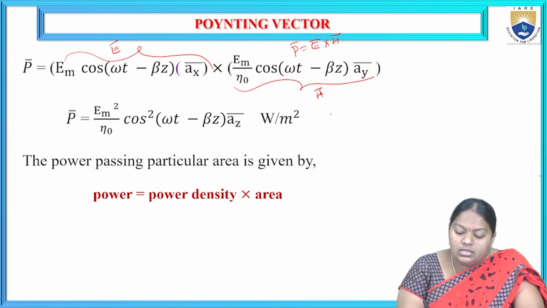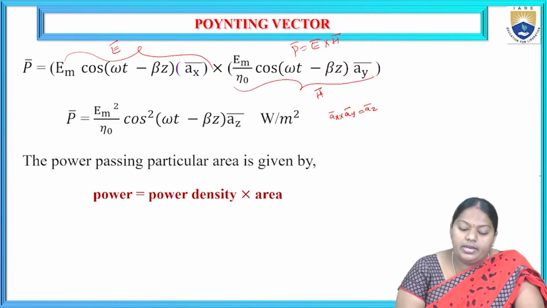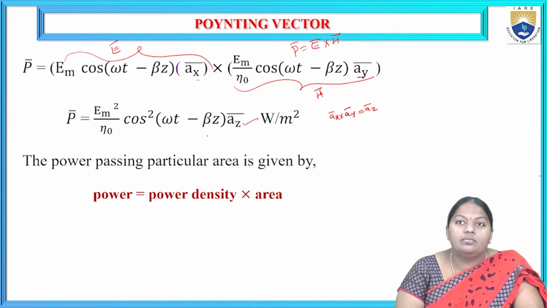And as we know, in the cross product representation of two adjacent vectors, the resultant will be the third one: Ax bar into Ay bar is equal to Az bar. Right? So P bar is nothing but Em square by eta naught cos square of omega t minus beta z into Az bar, and this is the power density, measured in watts per meter square.